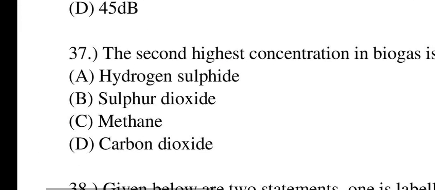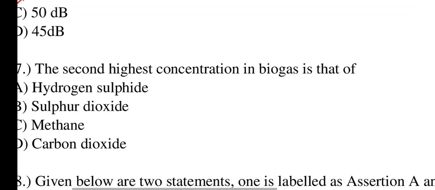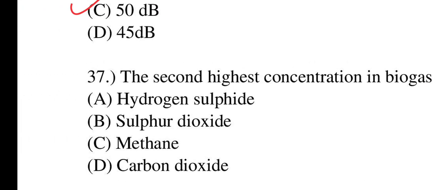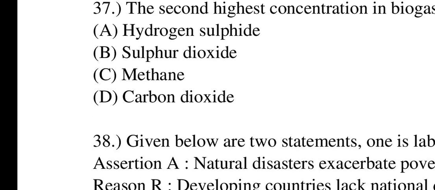37 says, the second highest concentration in biogas is that of what? A, hydrogen sulfide; B, sulfur dioxide; C, methane; D, carbon dioxide. 37, D will be correct, carbon dioxide.